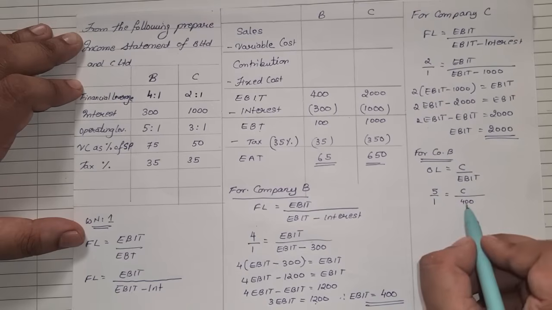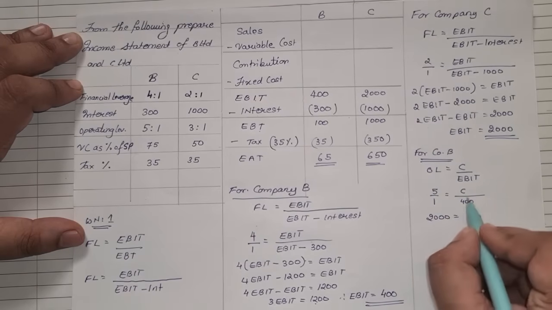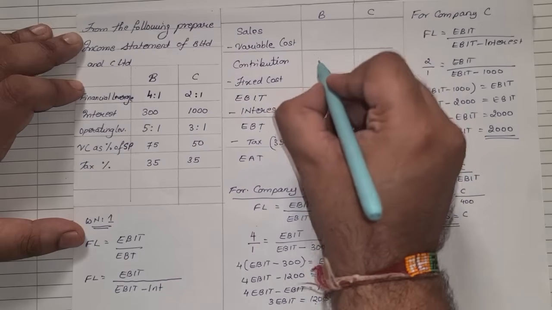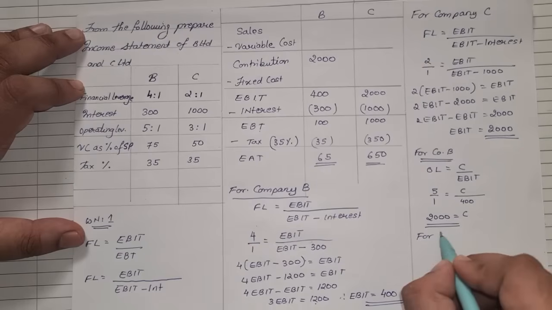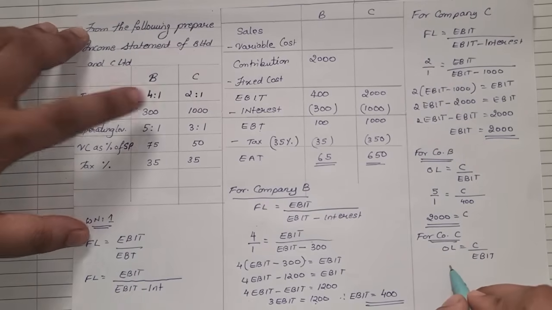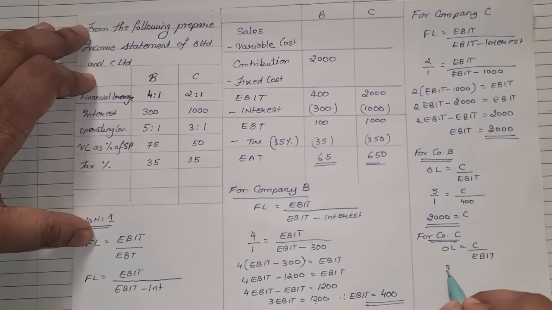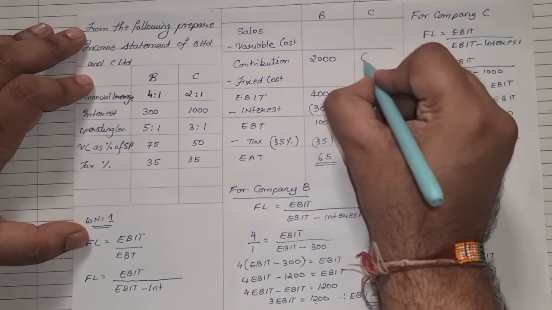So we can cross multiply. 4 into 5 is 2000, so 2000, C into 1 is C. So C is 2000 for company B. So contribution is 2000. Similarly for company C, operating leverage was C upon EBIT. Operating leverage given here is 3:1. Contribution we don't know, and EBIT is 2000. So 3 2s are 6000, that is your contribution. So I'll write it here as 6000.